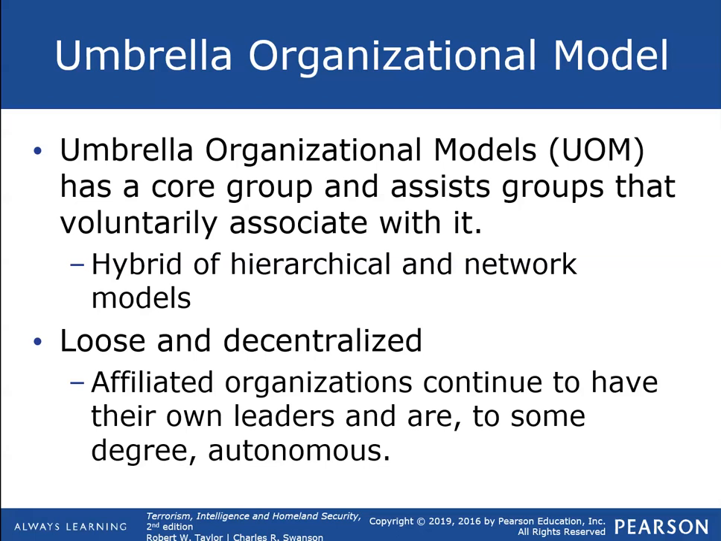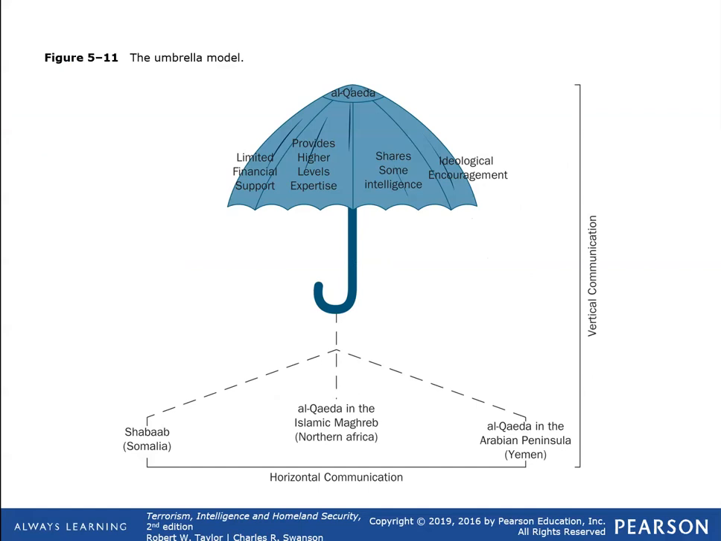Now, an internal core group is at the top and provides some types of support to the organizations that are affiliated with it. And the affiliated groups are networked or tied together by continuing vertical communication from the core and by horizontal communication between the affiliated movements, etc. Now, this type of umbrella model is basically loose and decentralized in the sense that the affiliated organizations continue to have their own leaders and are to some degree autonomous. So, interesting when you look at it, and here's what it looks like.